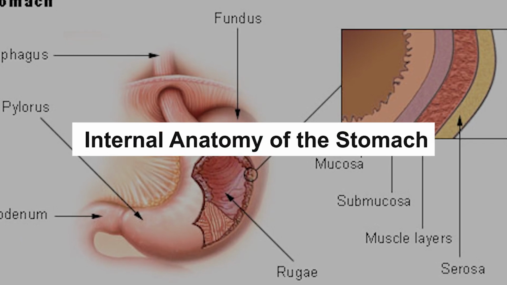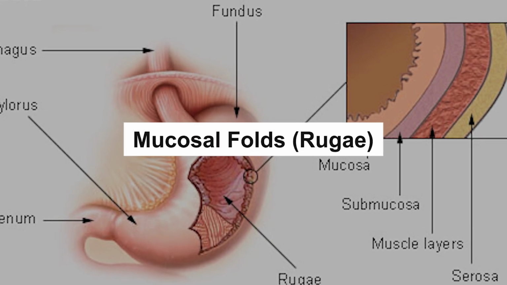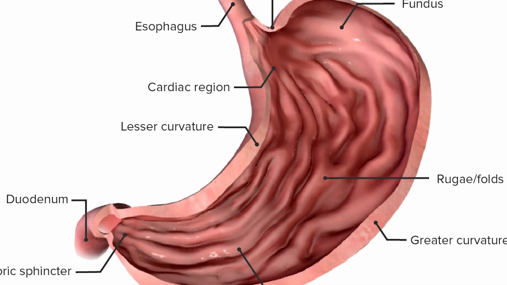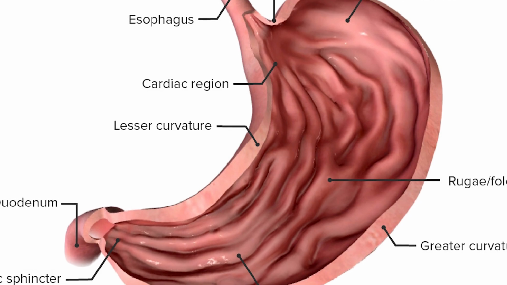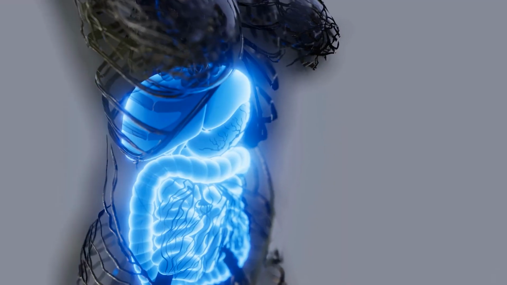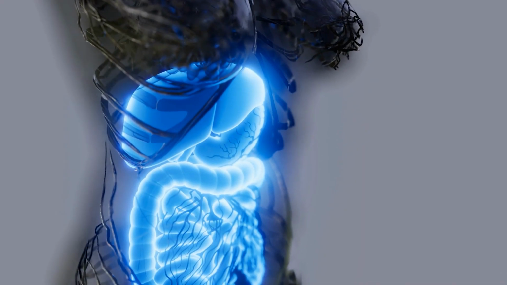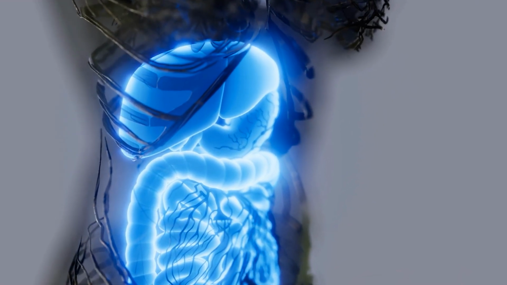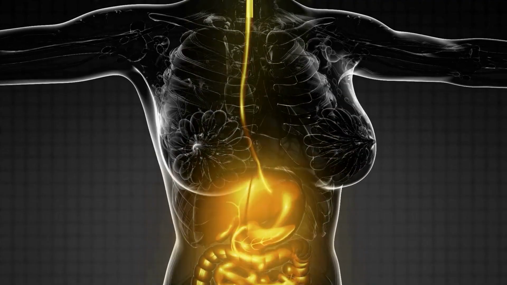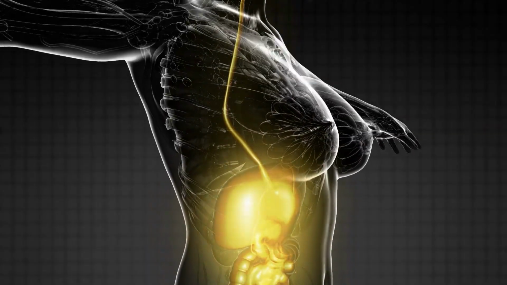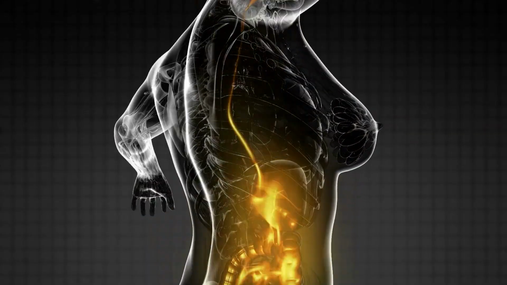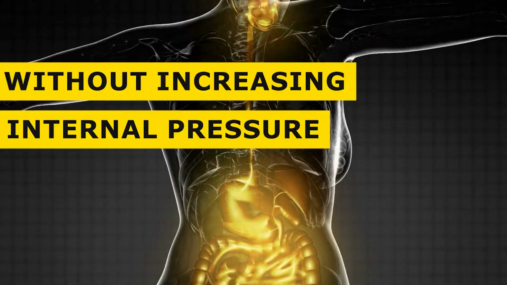Internal anatomy of the stomach, mucosal folds, rugae. Internally, the stomach is lined with mucosal folds, known as rugae. These folds are most prominent when the stomach is empty and serve to increase the organ's surface area. During food intake, they allow the stomach to expand significantly without increasing internal pressure.